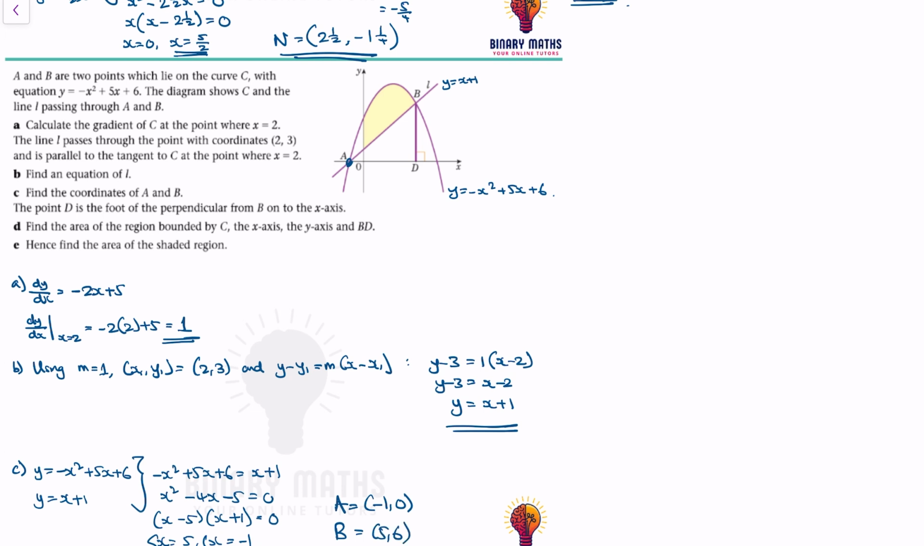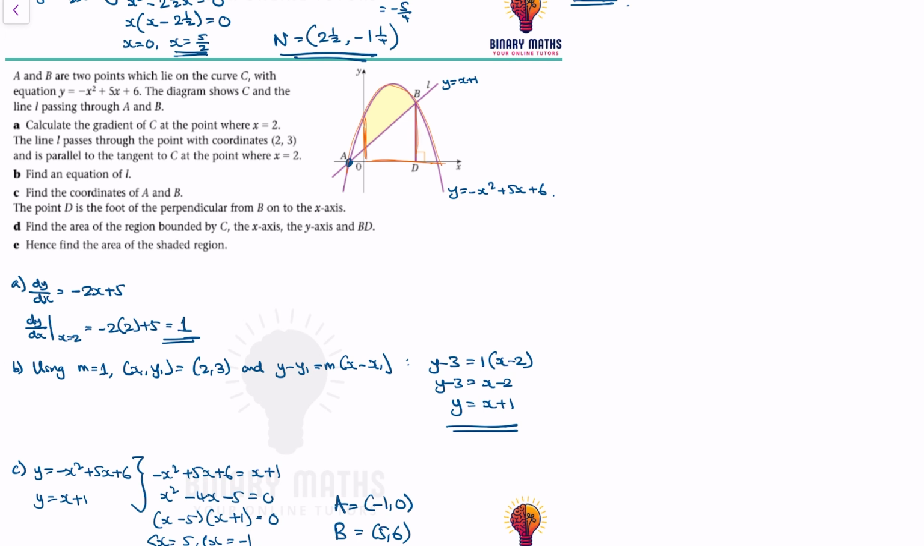The point D is the foot of the perpendicular from B on the x-axis. So D, find the area of the region bounded by C. So region bounded by C, the x-axis. So C is this, which is this, the x-axis, the y-axis, and BD.